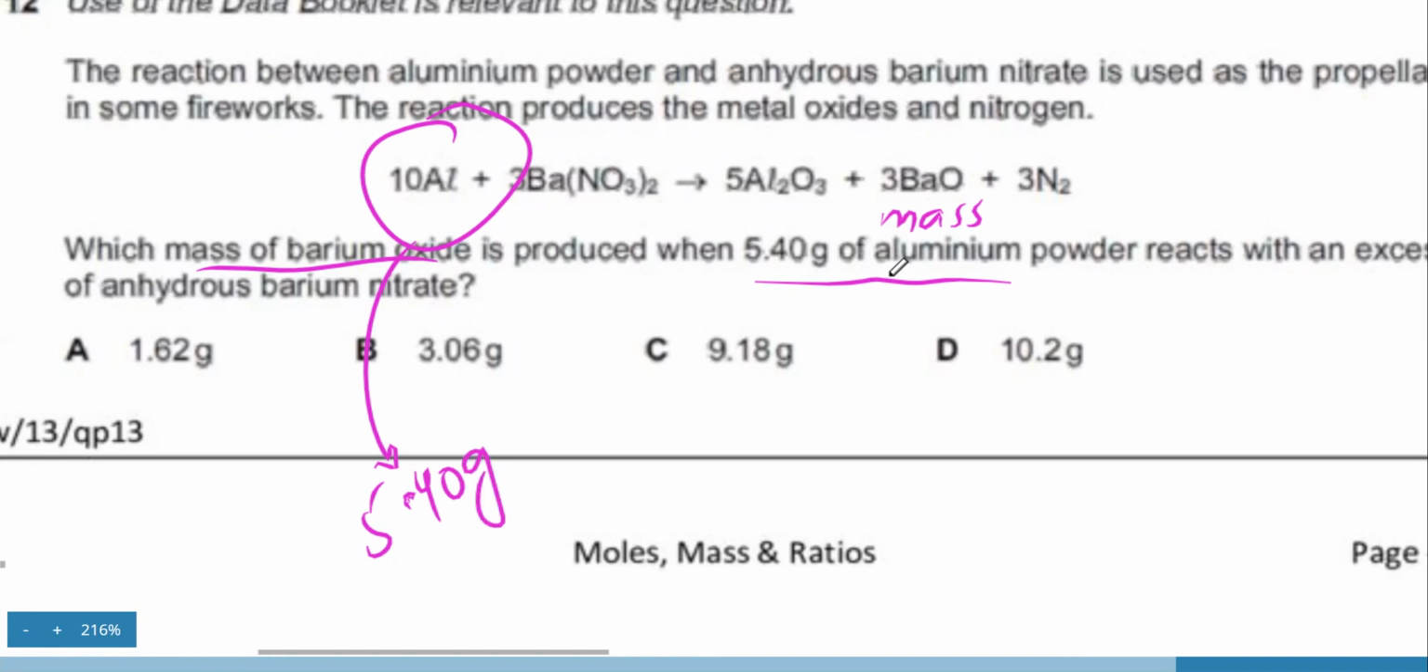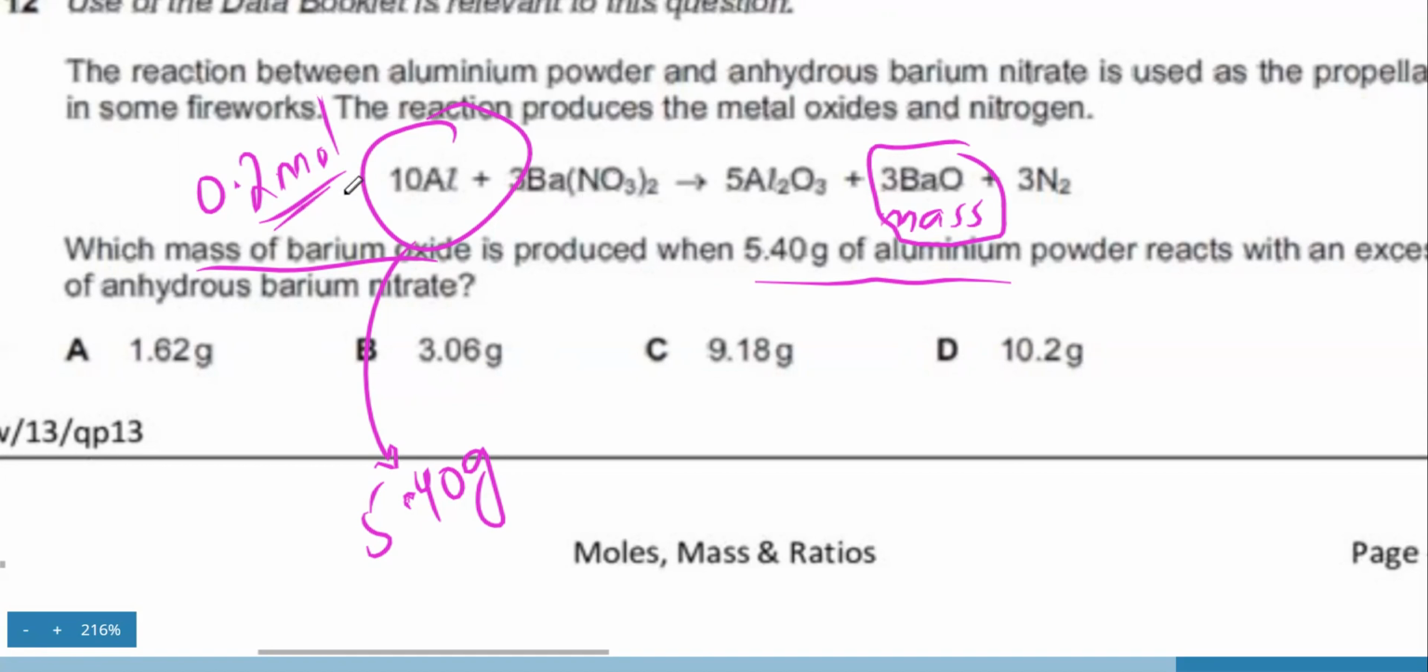So can you find the moles of aluminium? Yeah. I got 0.2 moles for this. Okay, that's fine. And what's the moles of barium oxide now? I got 0.06 moles.